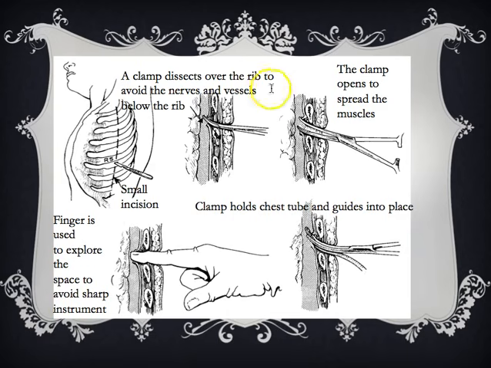Once they get that Kelly clamp through, they're going to open it up to spread the muscles to make a hole. They're going to take it out then and insert their finger. Right through, they can feel that they're through the parietal pleura and make a pathway for their chest tube. They want to do that with their finger because it has tactile sensation. It's not a blunt or sharp object that's going to tear tissue. Once they've done that, they're going to feed the tube into place.